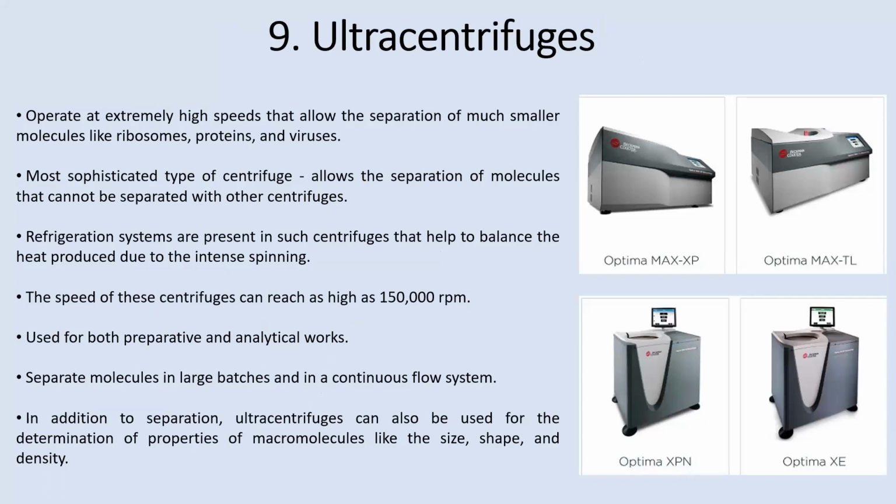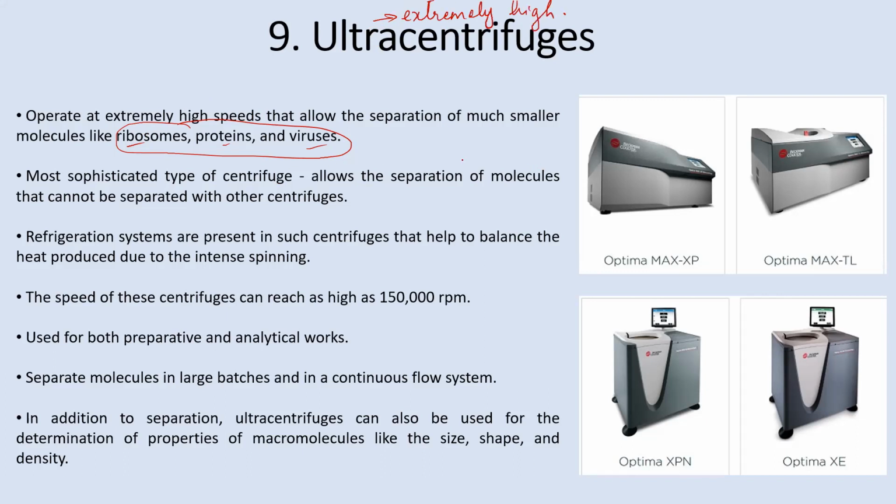They are extremely high speed centrifuges, and they are used to separate smaller molecules like ribosomes, proteins, and viruses. We are talking about microscopic molecules here. These are extremely small, so the density also will be different. They are not very dense. So in that case, if the density is not very high, then you will have to rotate them at high speed. You'll have to subject them to a higher RPM or RCF. Such centrifuges are called ultracentrifuges, which work at extremely high speeds.